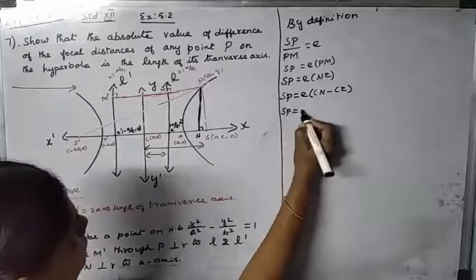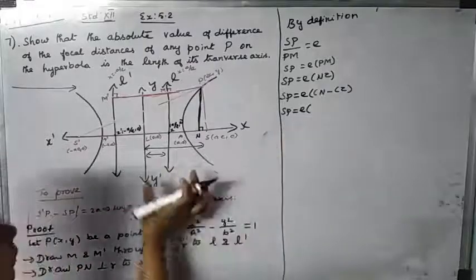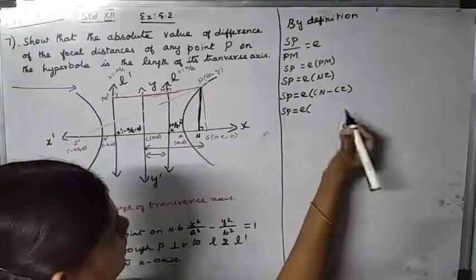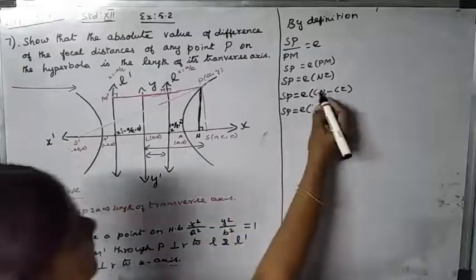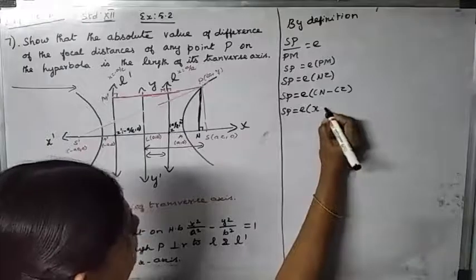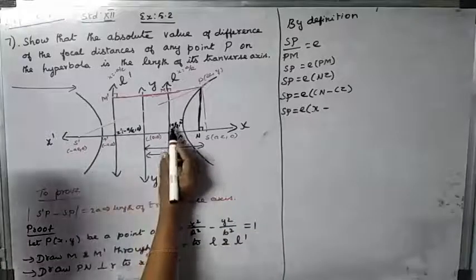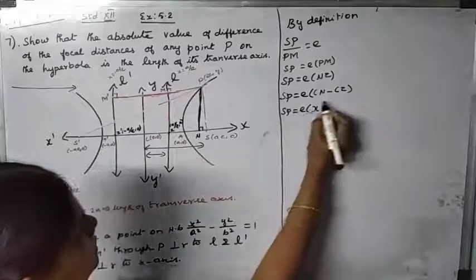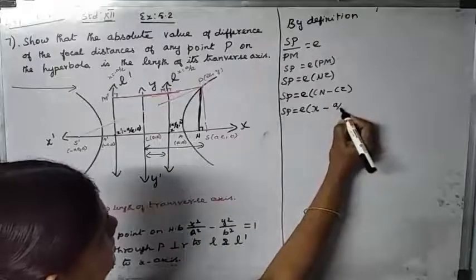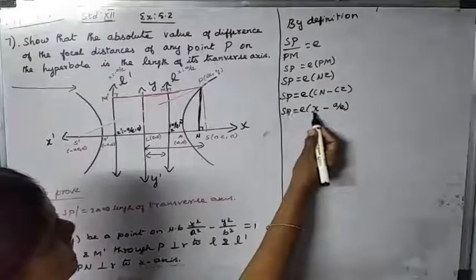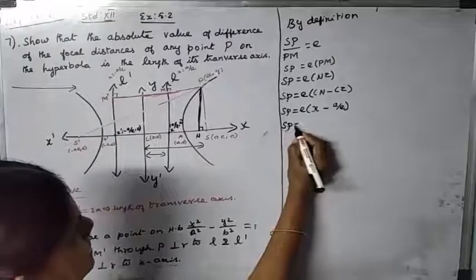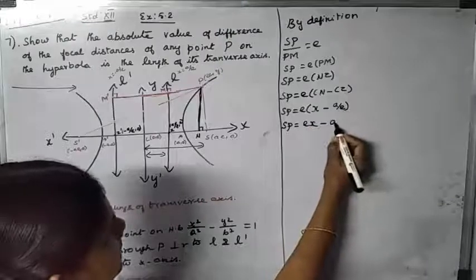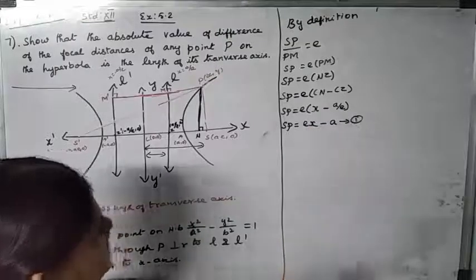Now SP is equal to e of, what is CN? We don't know, but it is on the x-axis. So approximately we can take it as x minus CZ. Here it is A by E comma 0. Therefore the distance between C to Z is A by E. Now multiply this E inside. So SP is equal to ex minus a, E and E get cancelled. So take it as first equation.